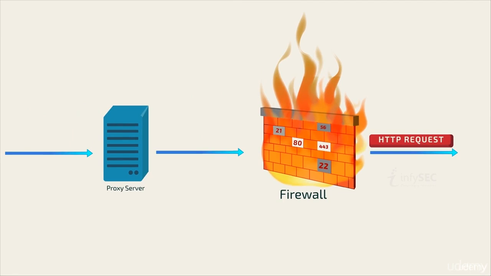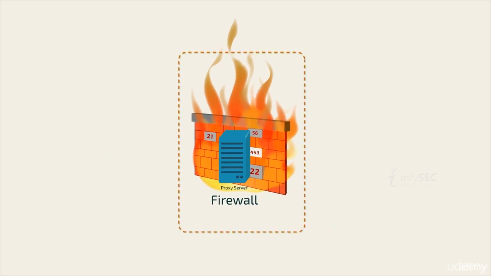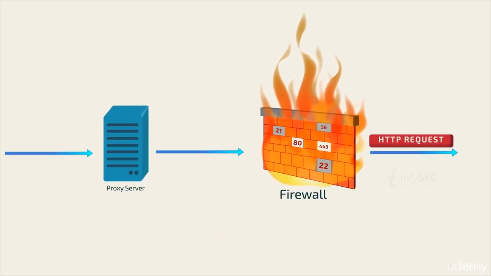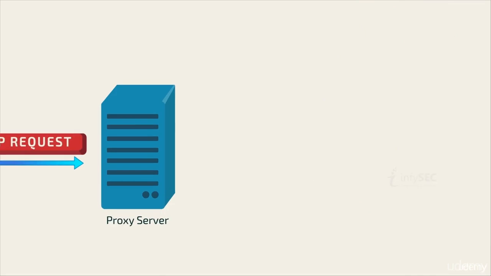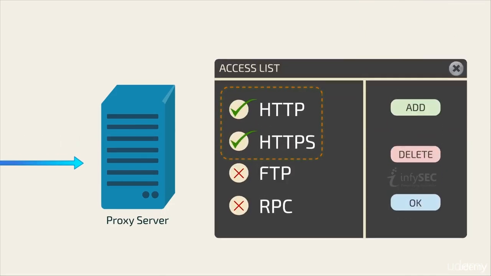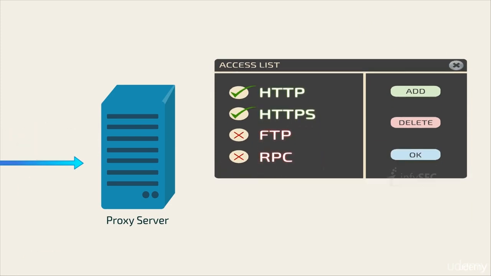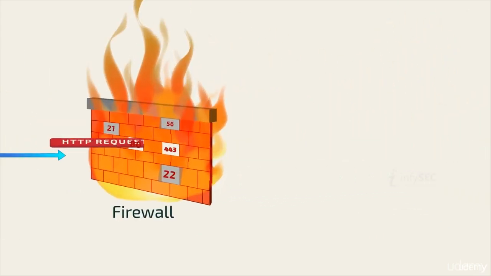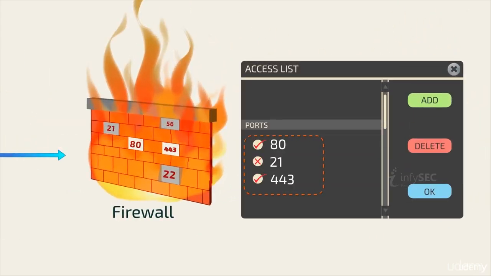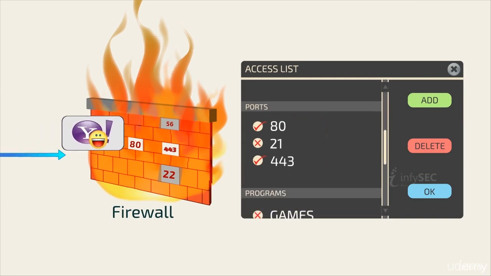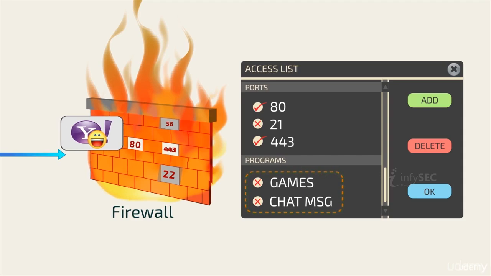One may often get confused with terminologies such as proxy, firewall, and proxy firewall. Let's see the difference between a proxy and a firewall. When a proxy receives a request, it checks the access list for the application layer protocols. Based on this, the proxy forwards or blocks the request. When a firewall receives a request, it checks the access list for the ports. However, an application-level firewall also checks for programs in the access list. The request gets forwarded or dropped based on this list.